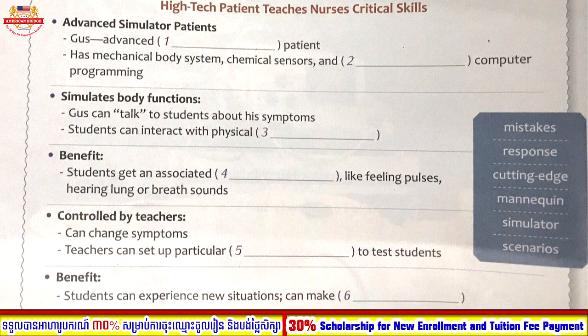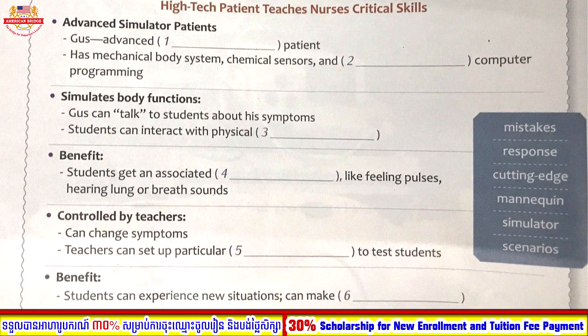Controlled by teachers, can change symptoms. Teachers can set up particular scenarios to test students. So teachers can set up a particular scenario in order to test students' ability of what they can do or what they can treat right now, all right? So last one, benefit: students can experience new situations, can make mistakes, alright? They can make mistakes without worrying about killing someone at all, right? Because here they can practice very comfortably and easily with the HighTech patients.